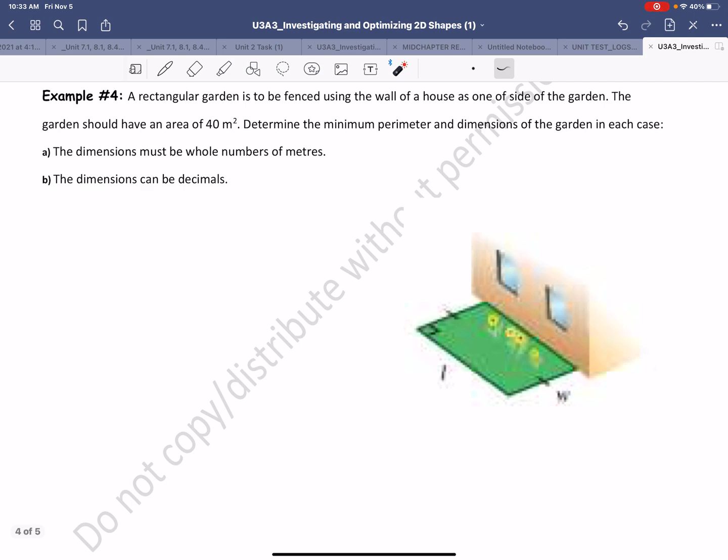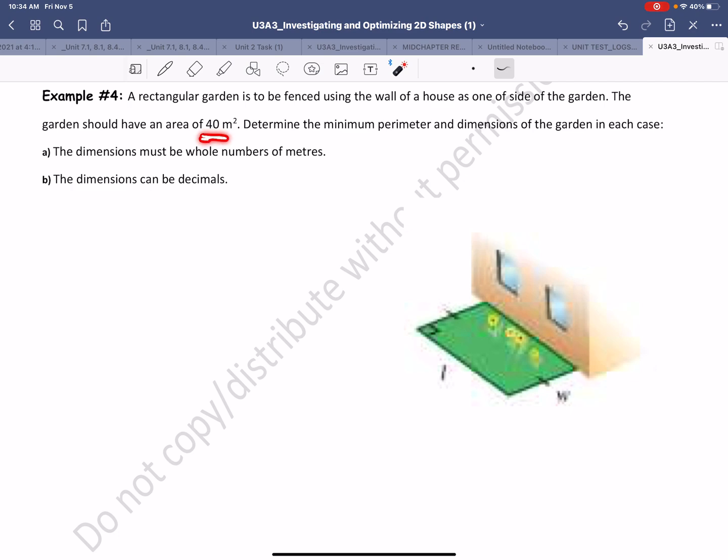So let's get to work. A rectangular garden is to be fenced by using the wall of a house as one of the sides of the garden. So this is a house, and the house is used as one of the sides of the garden. And we need to enclose the three other sides of this garden.